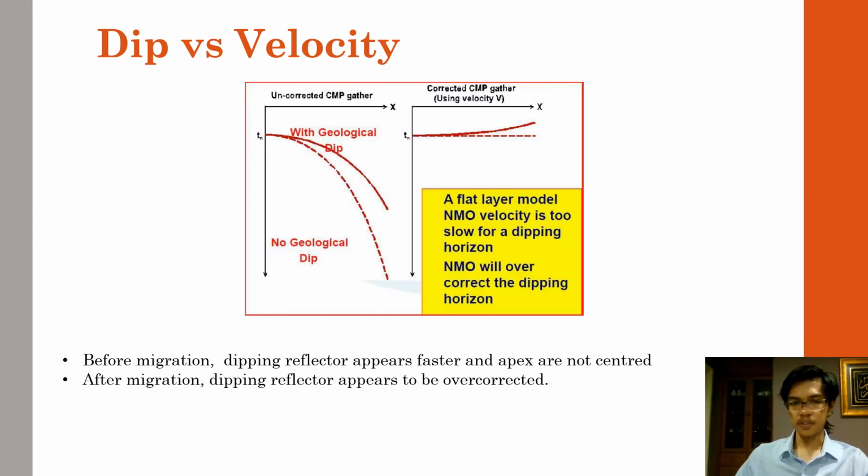This diagram shows the uncorrected CMP gather in a flat reflector and also a dipping reflector. Before we perform any migration, the dipping reflector appears to be faster and the events are not centered. But if we apply NMO correction to the CMP gather, we can see that the dipping reflector appears to be overcorrected. This is because a flat layer model NMO velocity is too slow for a dipping horizon. So NMO will always overcorrect the dipping horizon.